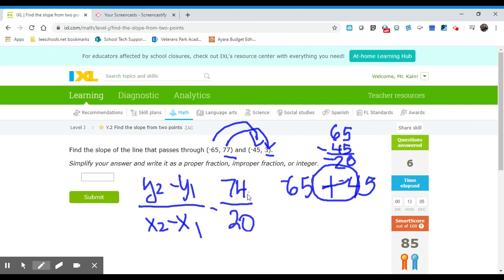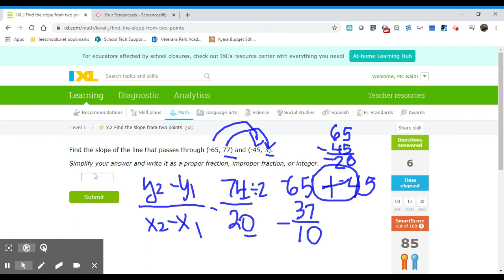Now, we're not done yet because we still have to simplify. Because they're even, we're going to start with 2. So half of 74 is 37. Half of 4 is 2. And half of 20 is 10. So negative 37 tenths should be our final answer here. Negative 37 tenths.